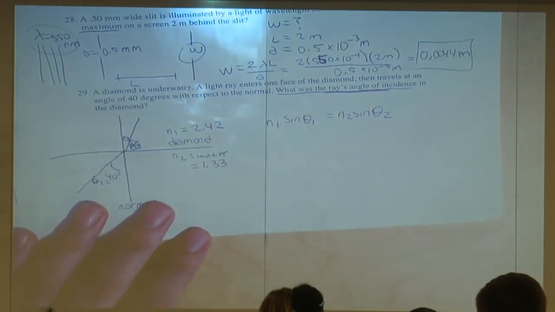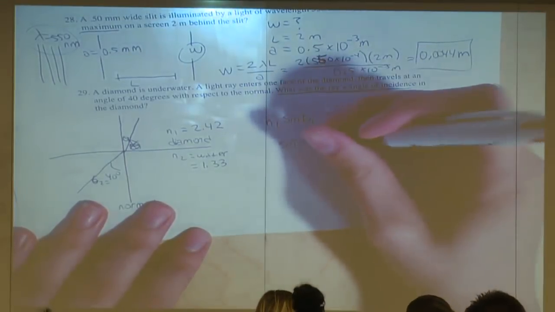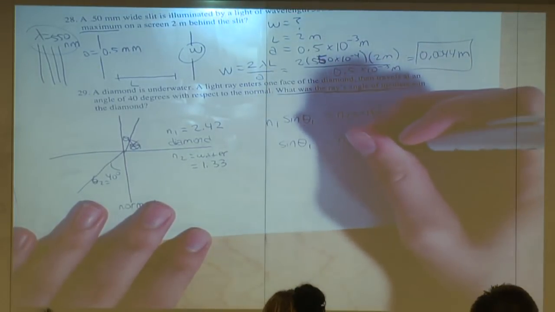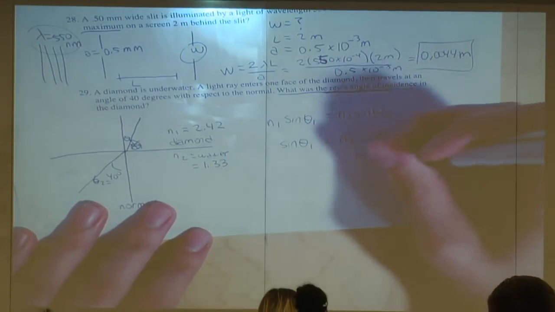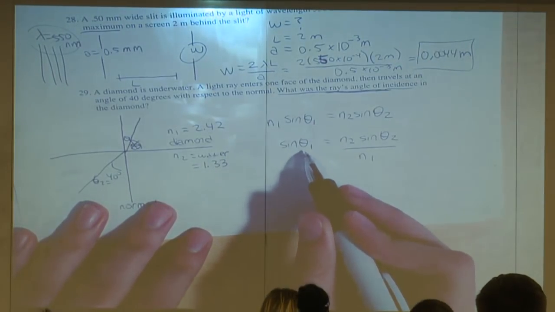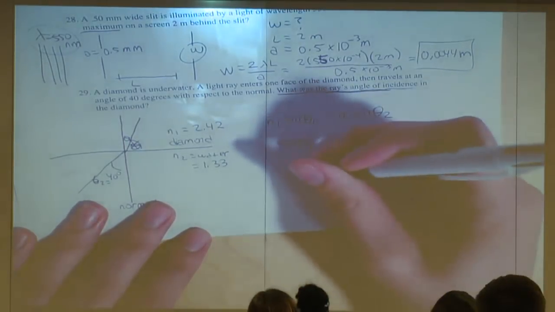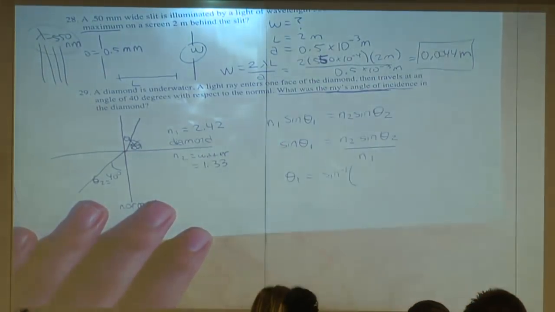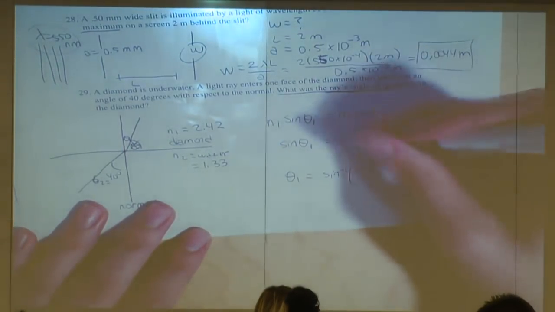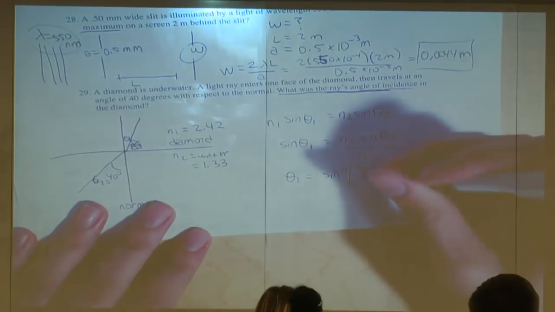So first we'll isolate sine theta 1. This is easier to picture. So sine theta 1 equals N2 sine theta 2 over N1. You just want to know theta, so you have to take the inverse sine of this. So theta 1 equals inverse sine of N2, it's going to be the inverse sine of this entire thing, N2 sine theta 2 over N1.